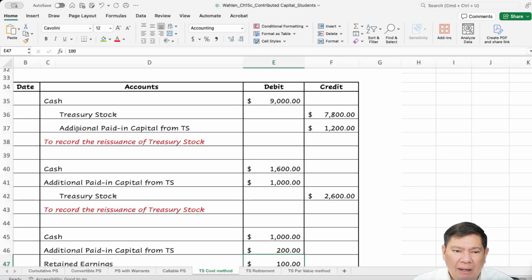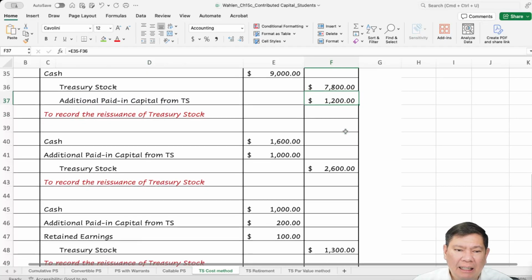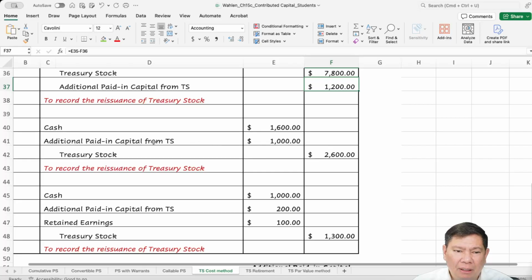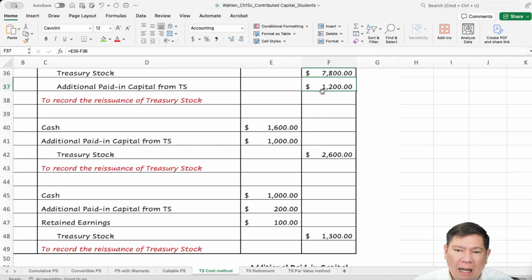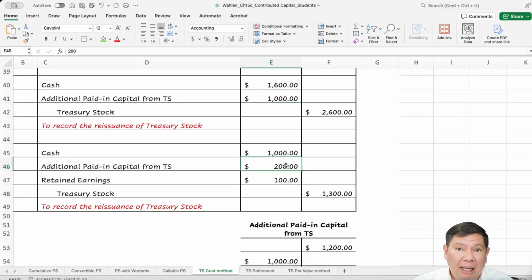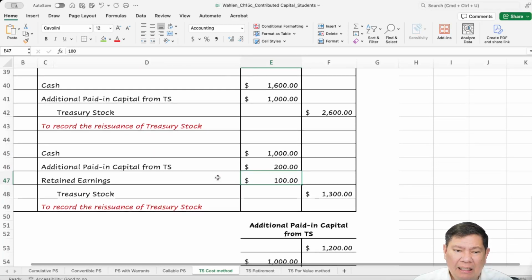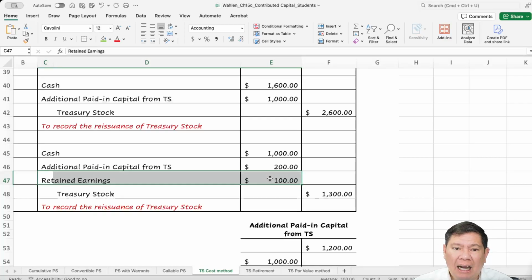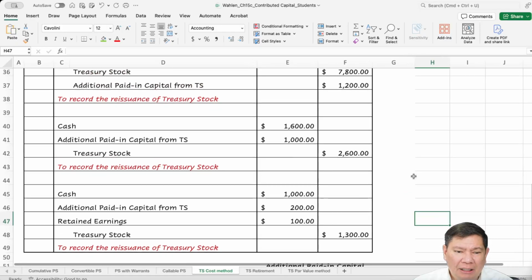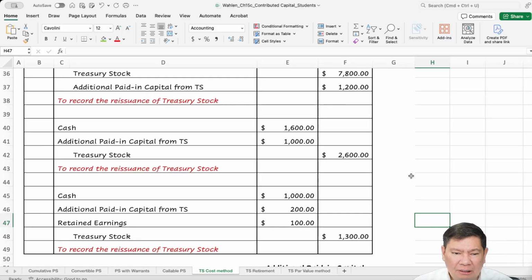Whenever we have a gain, we create this additional paid in capital from treasury stock on credit. And when we have losses, we use this additional paid in capital as much as we can until it gets to 0. It cannot be negative. So if we lost more than what we gained, the difference will have to be taken out of the retained earnings. So that's how we prepare this journal entry for the treasury stock transaction.